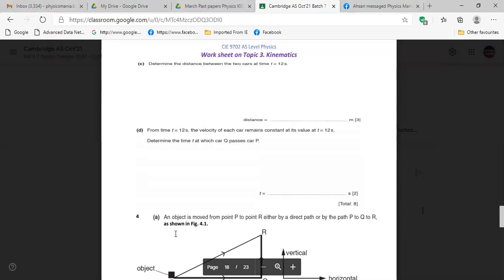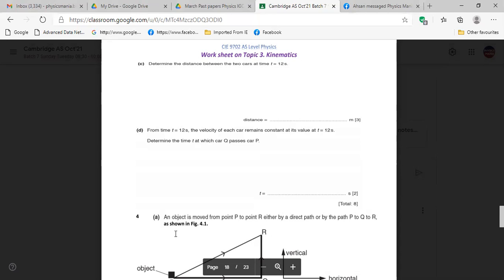Done. So now we have the last part D. Farhan, read D. Sorry, I went to B. B is already done. From time t equals 12 seconds, the velocity of each car remains constant at its value at t equals 12 seconds. Determine the time t at which car Q passes car P. So we have to find the time t at which car Q passes car P.